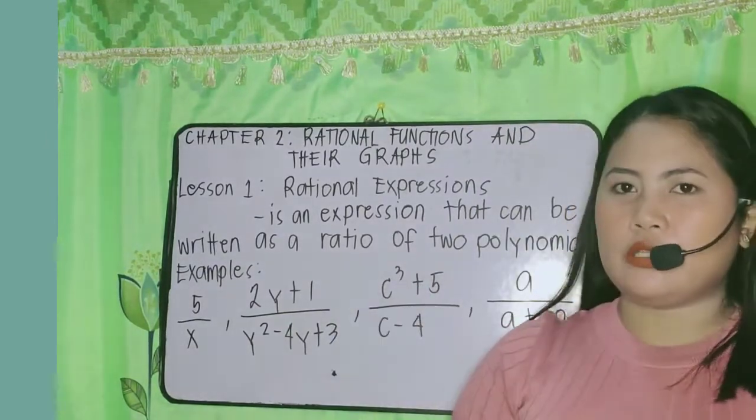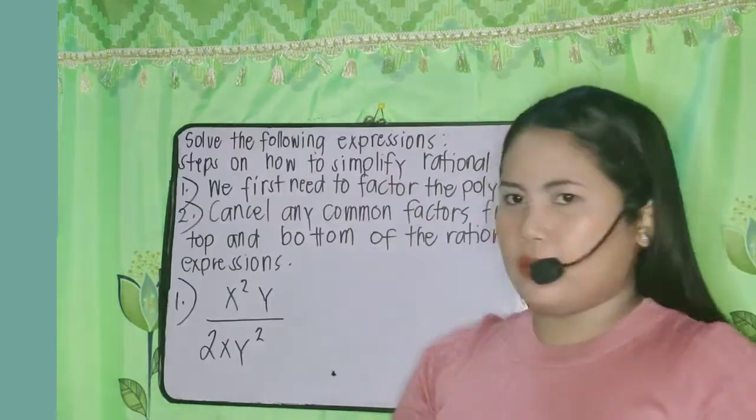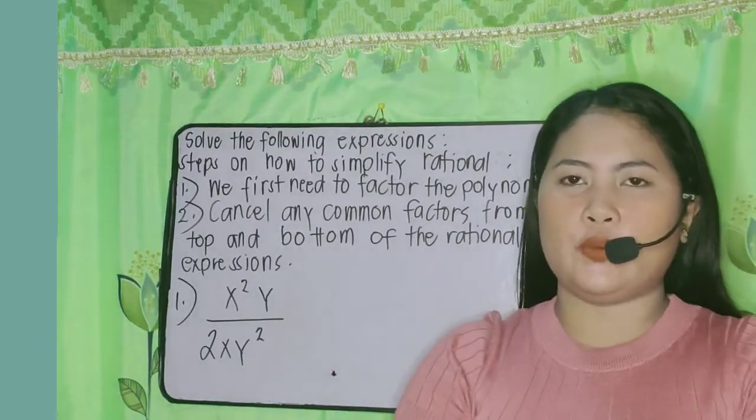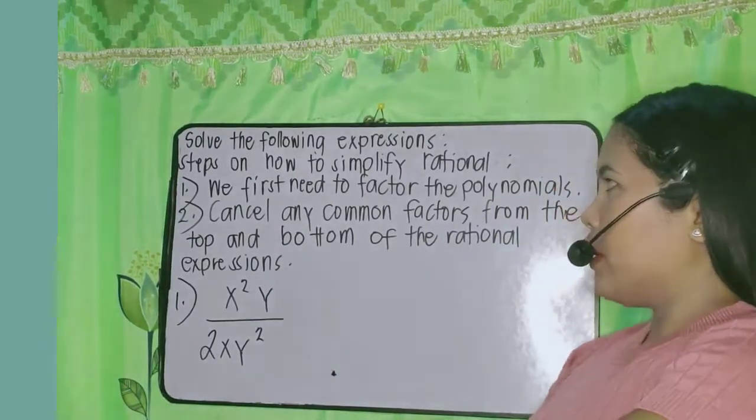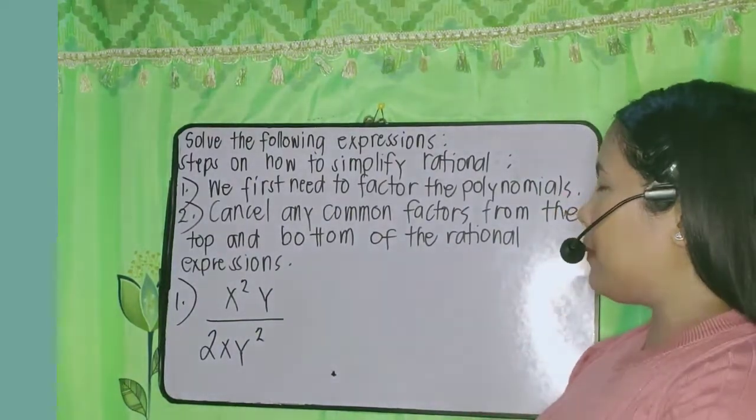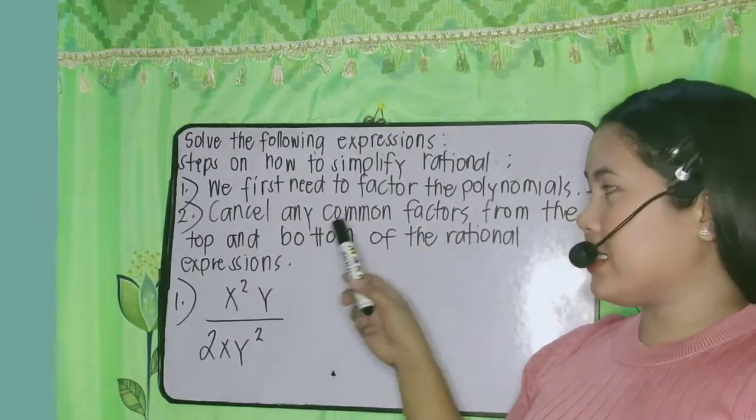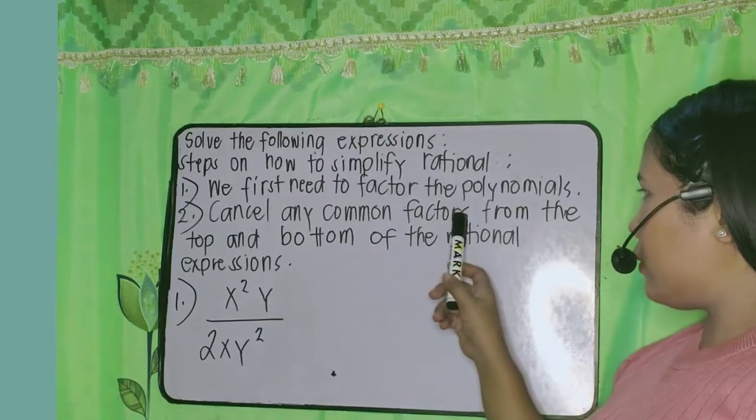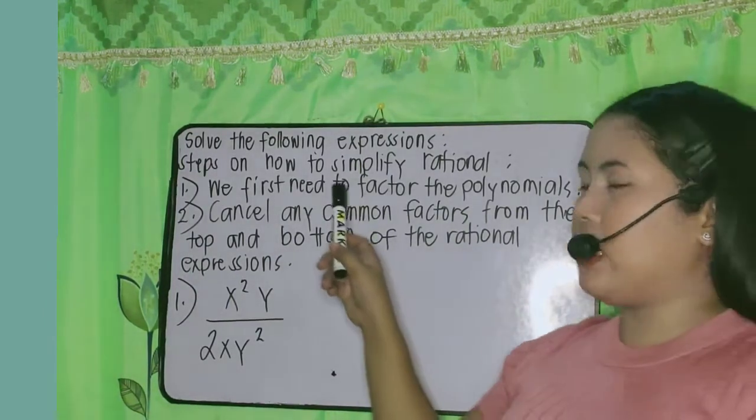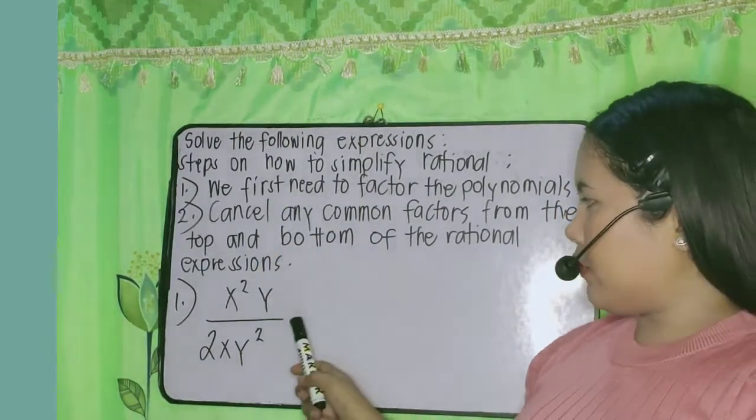Now let's proceed to our given examples under rational expressions. We're going to simplify the following expressions. There are 2 steps on how to simplify a rational expression. First step, factor the polynomials. Second step, cancel any common factors from the top and bottom of the rational expression. We're going to follow these 2 steps. Let's proceed to our first example.